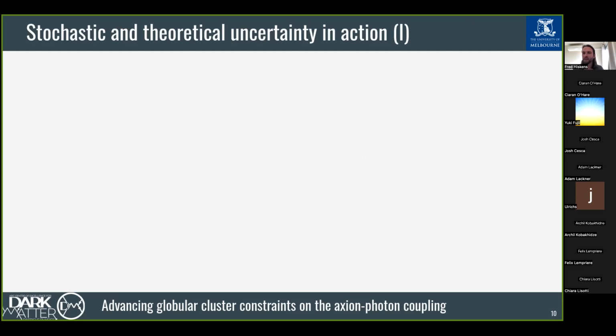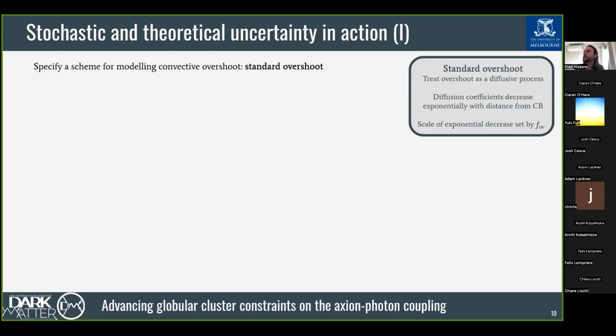I think it's going to be illustrative to see the stochastic and theoretical uncertainty in action. To do this, we need to specify a scheme for modeling convective overshoot, so I'm going to use one of them. It's called standard overshoot. The idea here is that you treat overshoot as a diffusive process where your diffusion coefficients decrease exponentially with distance from the convective boundary. The scale of this exponential decrease is set by a free parameter called the overshoot parameter, f_ov, and this is typically calibrated to observation. We can then take this and run some simulations in MESA.